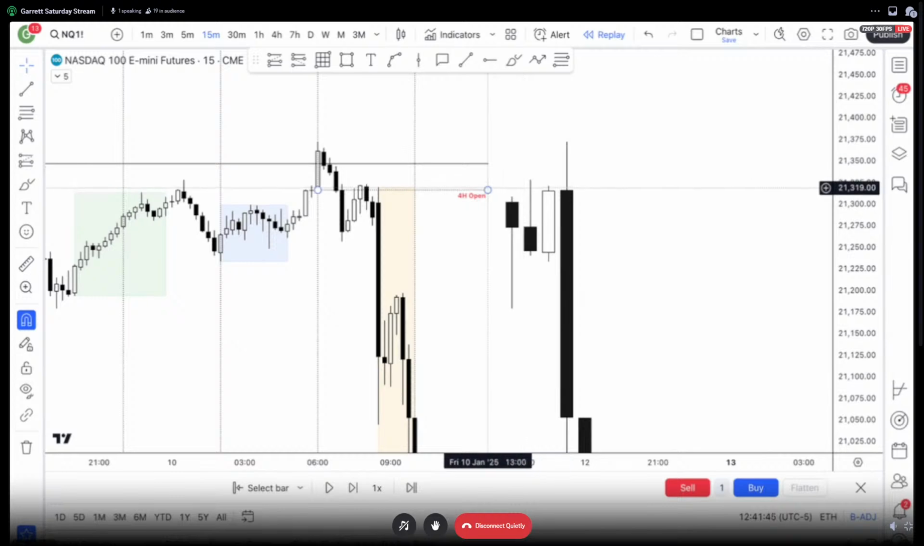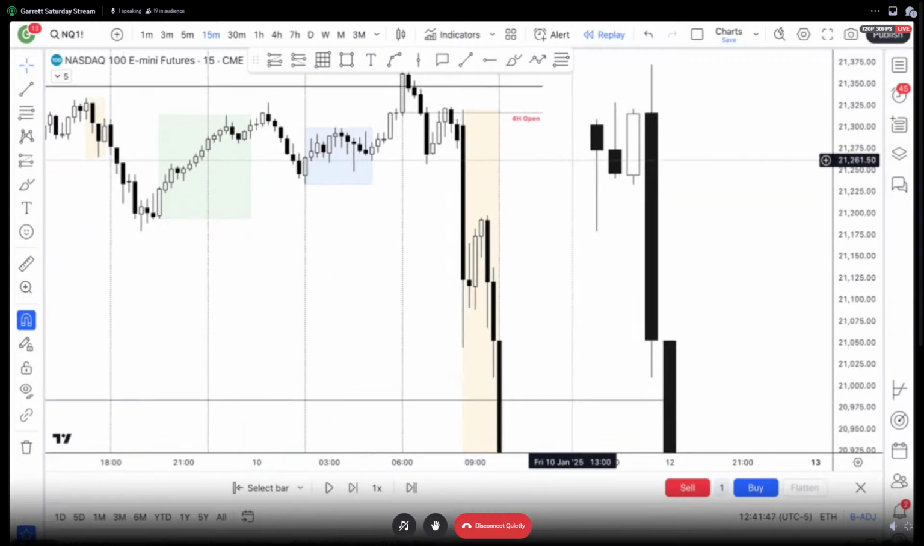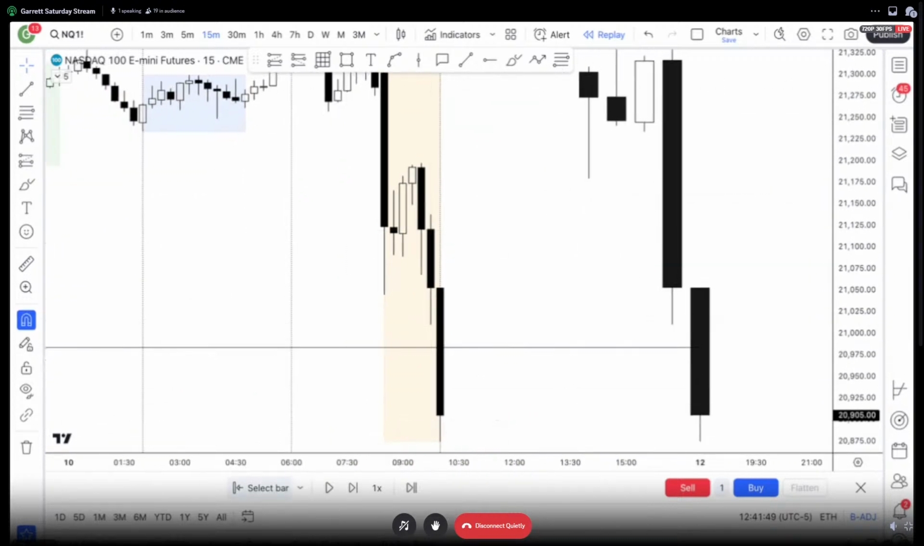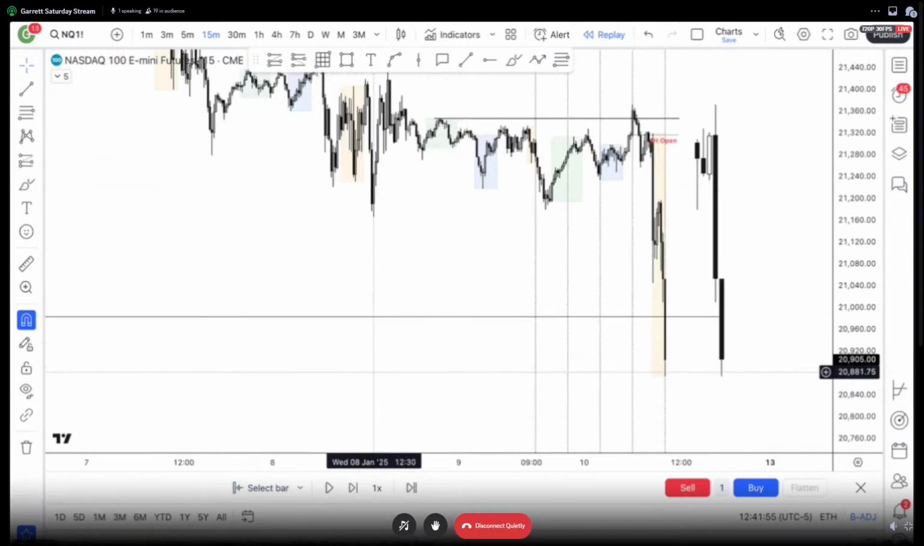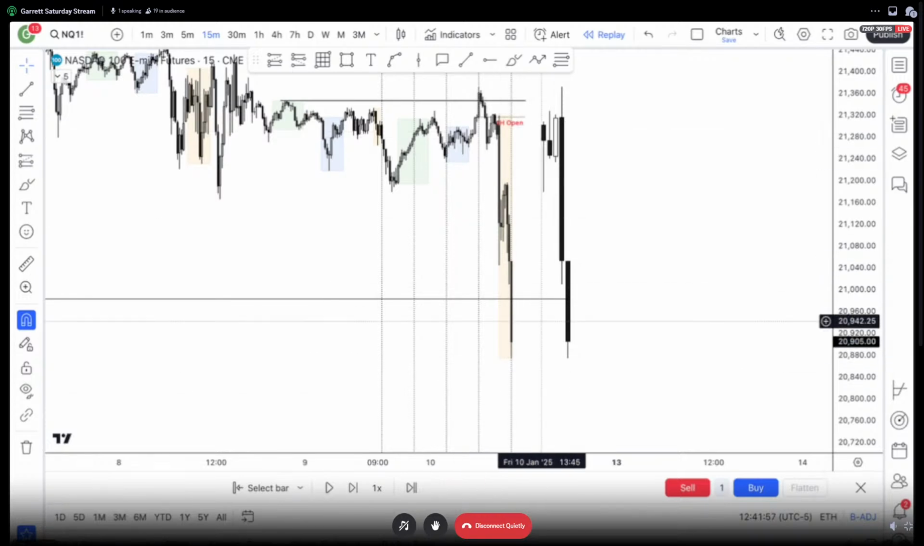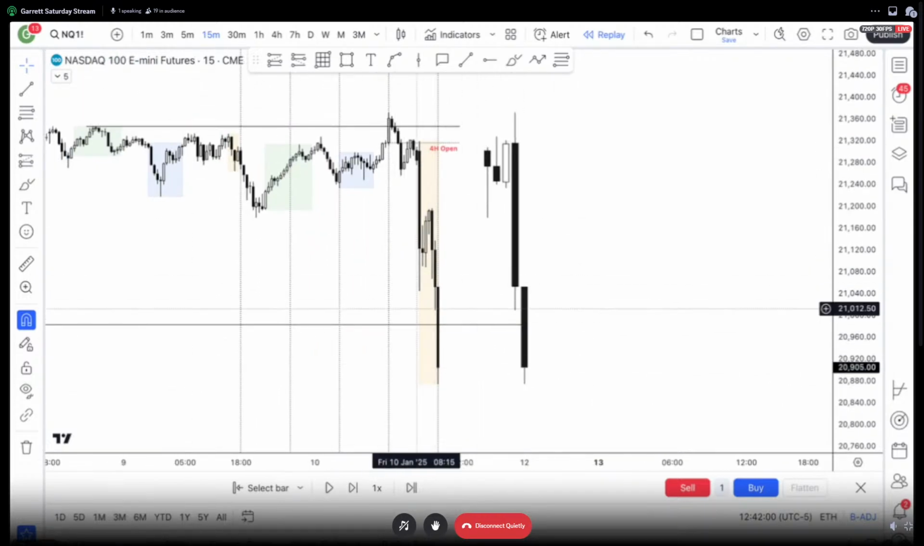So when we look here, we're not really looking at 6 a.m. or 10 a.m. I don't really care about 10 a.m. in this case because the draw on liquidity is already taken. I'm not expecting a continuation. I'm not really interested in continuation, right? Because once the draw on liquidity is taken, we can more so chop around.